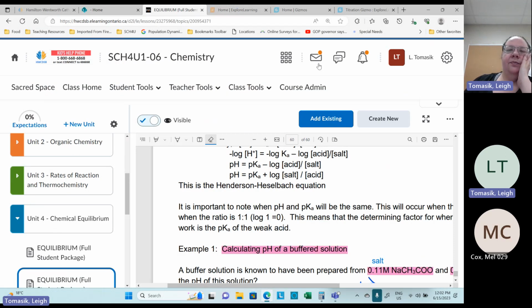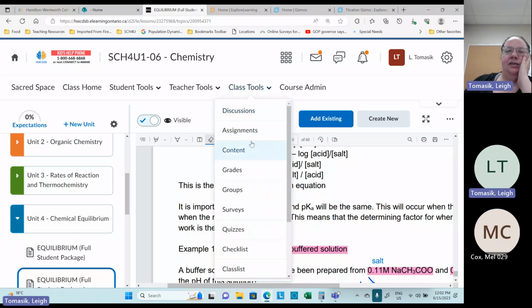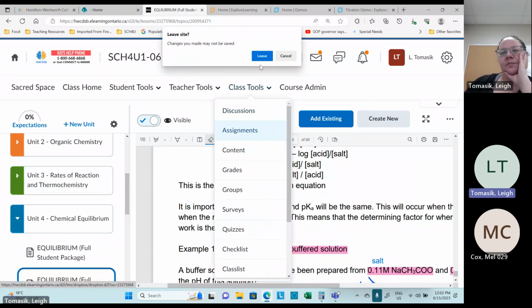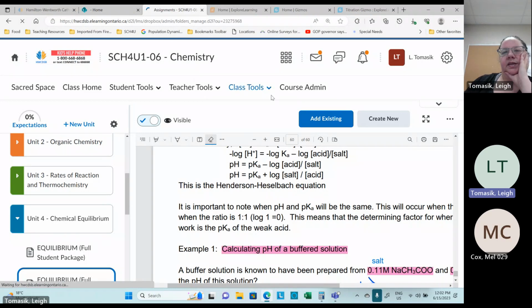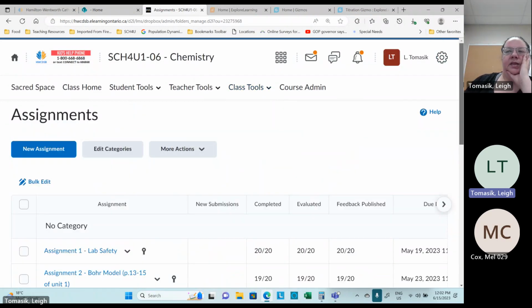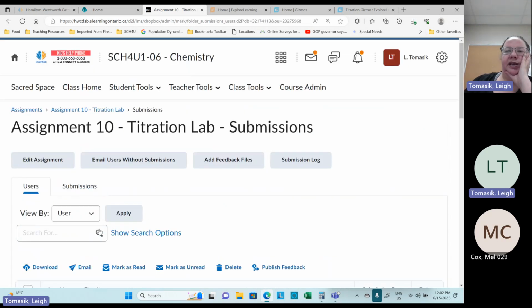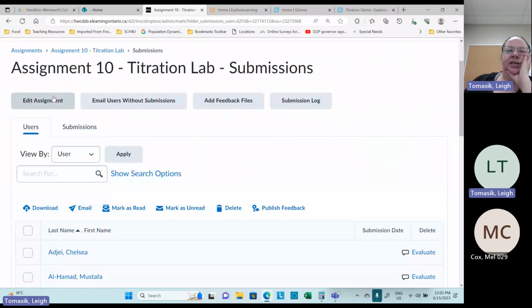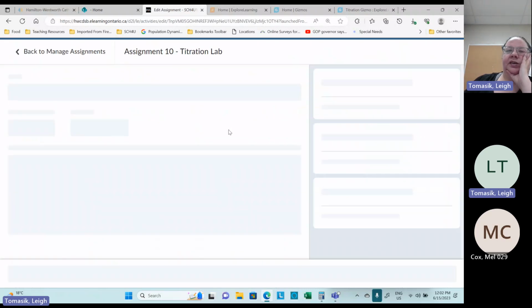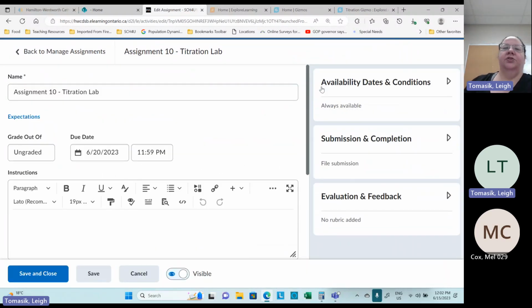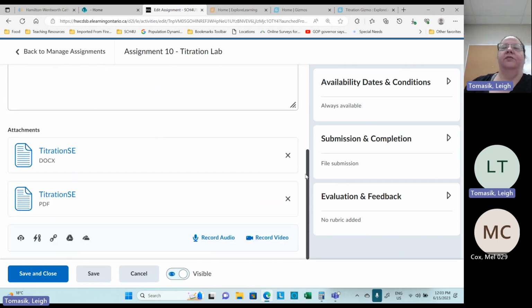Okay, your assignment today, I just added it this morning, is a titration lab. Understanding titration is a good thing if you're going off to university, because it is one of the most common labs in first year chemistry and in last year of high school. So I want you to have some idea of how it works.